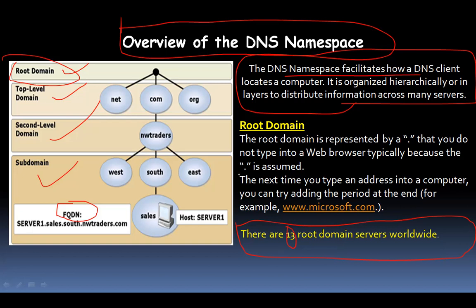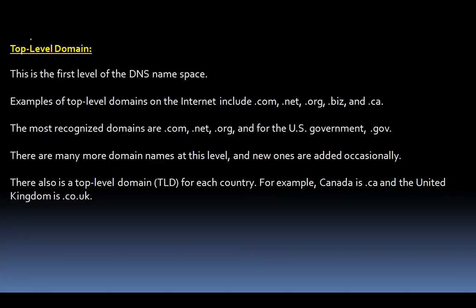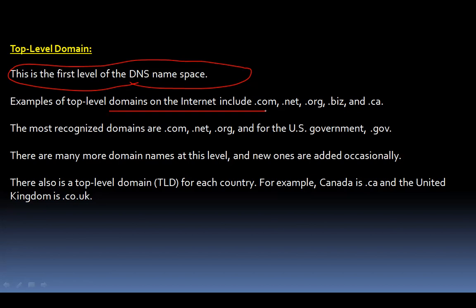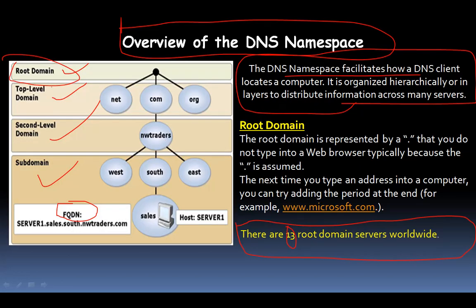Guys, next we will see the top level domain. What does it mean? Top level domains are the first level of the DNS namespace. Examples of top level domains on the internet include .com, .net, .org, .biz, etc. Like this we have to use them. As you can see here, these are top level domains: .net, .com, and .org.